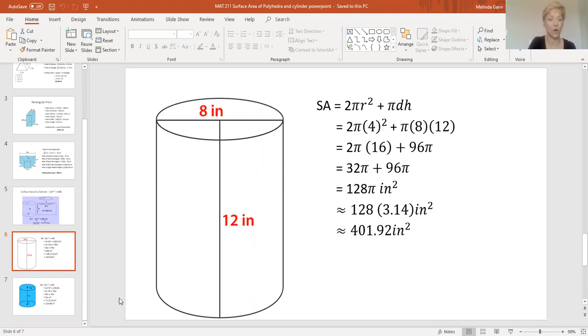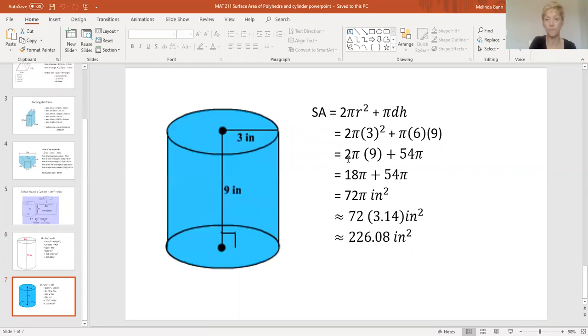Okay, let's look at one more to make sure you're good. I'm sure you are. Same formula, 2 pi r squared plus pi dh. But this time they gave me the radius. But that's okay. The radius is 3, the diameter is 6. And then how tall is it? Well, it's 9 inches tall. So when I squared the 3, I got 9, and 9 times 2 is 18. So I've got 18 pi, all right? Plus I've got 54 pi.